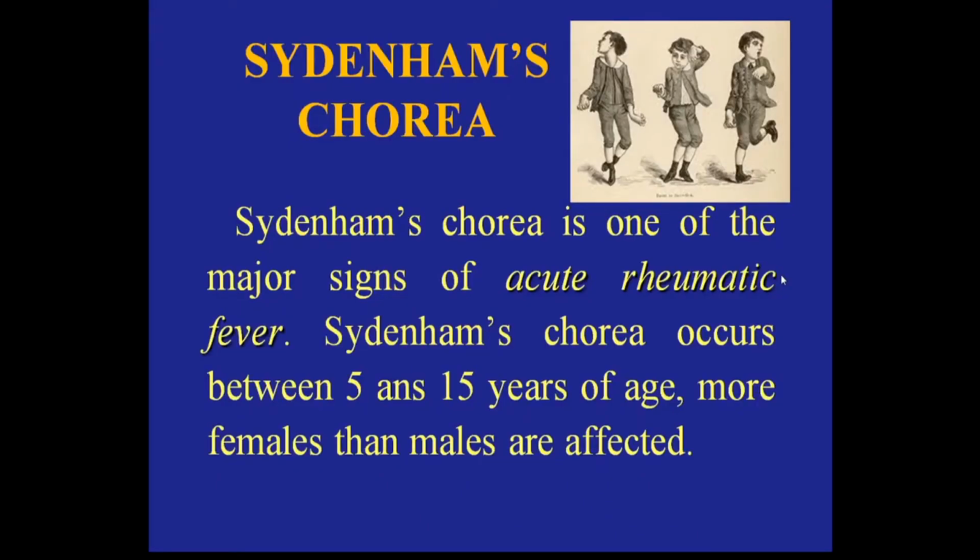Some words about different types of chorea: Sydenham's chorea, or rheumatic chorea, or mild chorea, or chorea mollis. Sydenham's chorea is one of the major signs of acute rheumatic fever. Sydenham's chorea occurs between 5 and 15 years of age. More females than males are affected, mostly girls 9 to 12 years old.